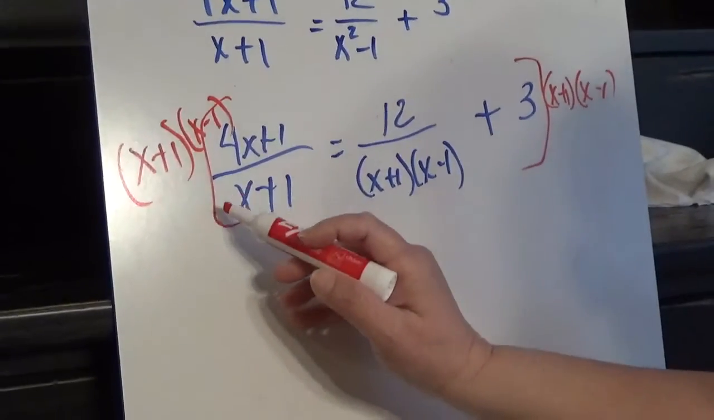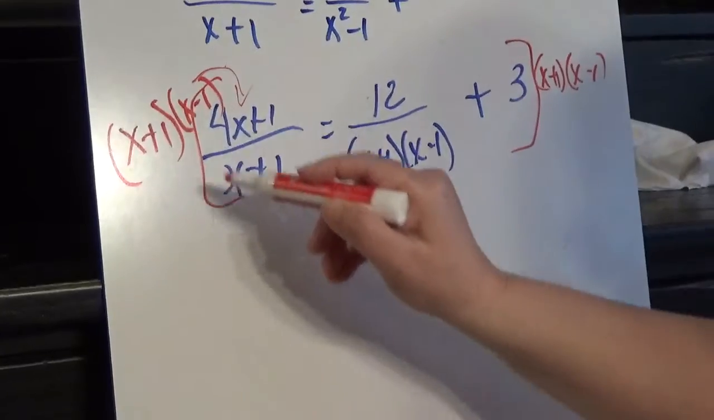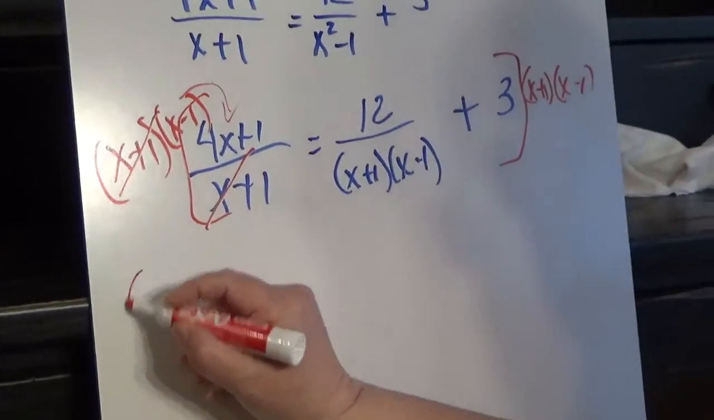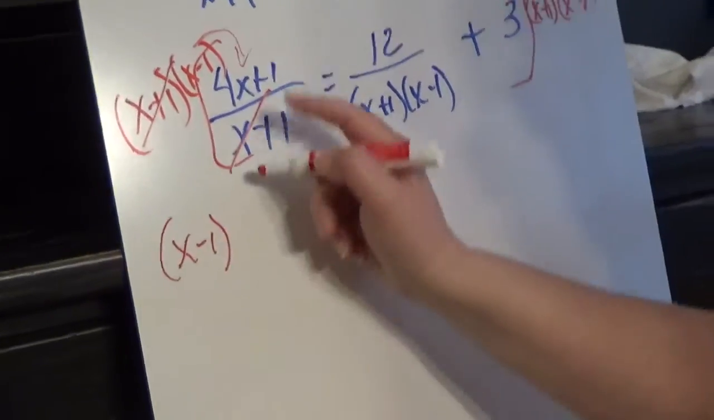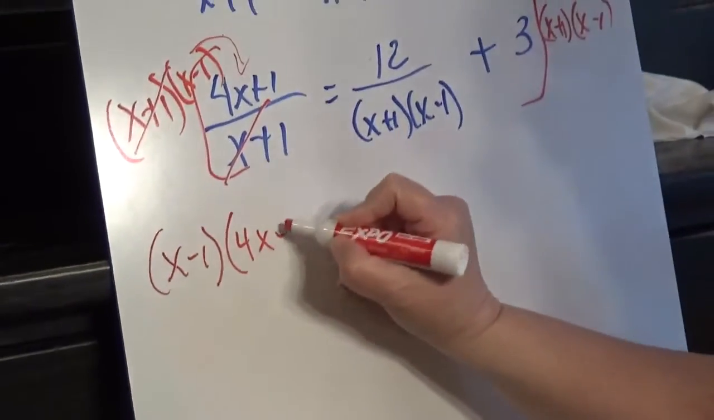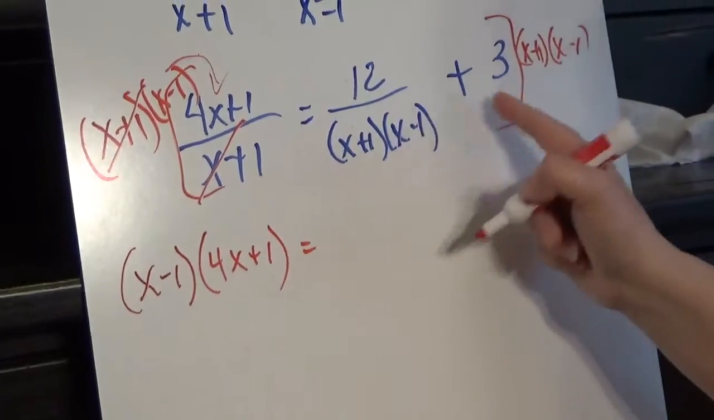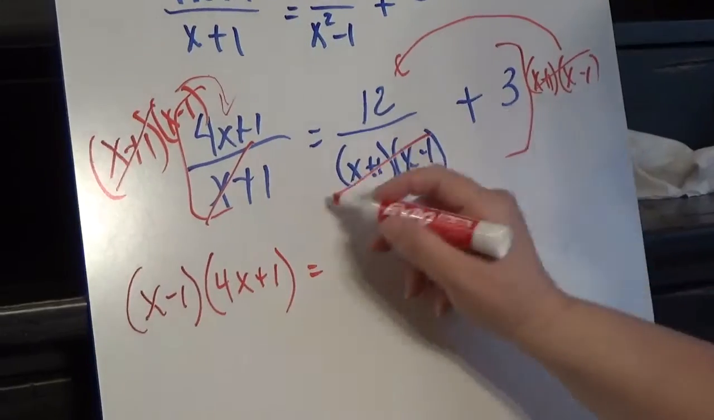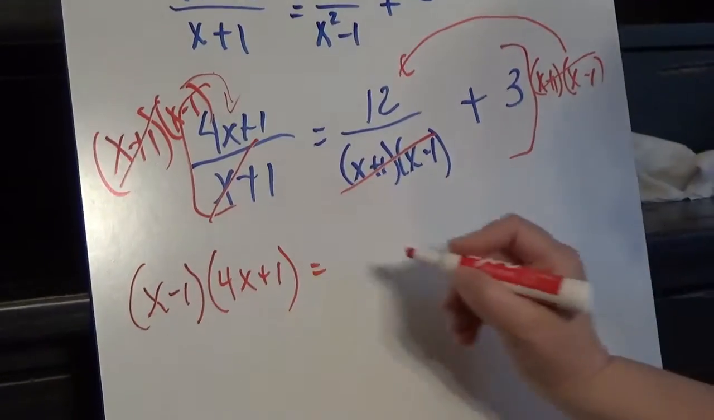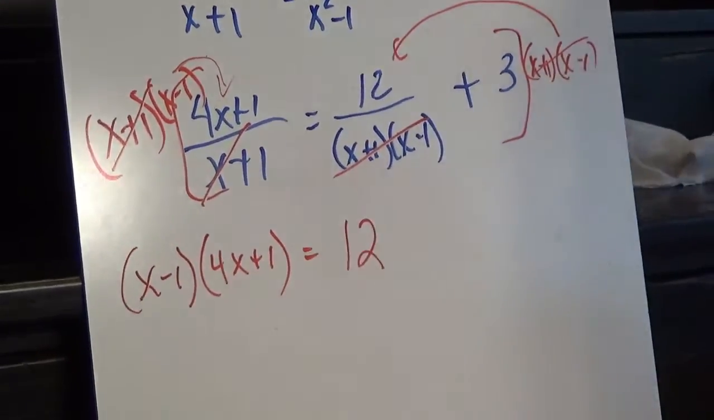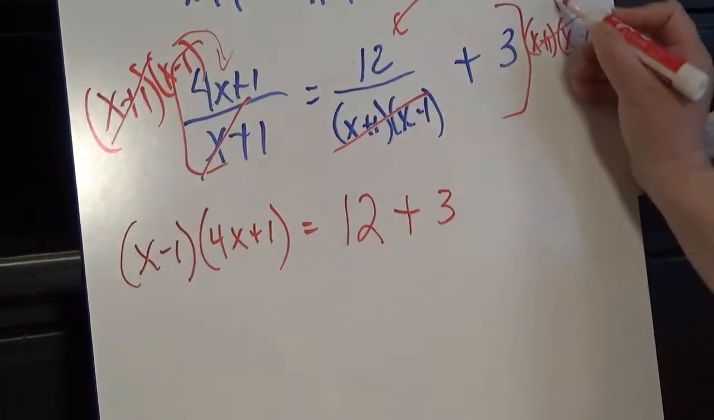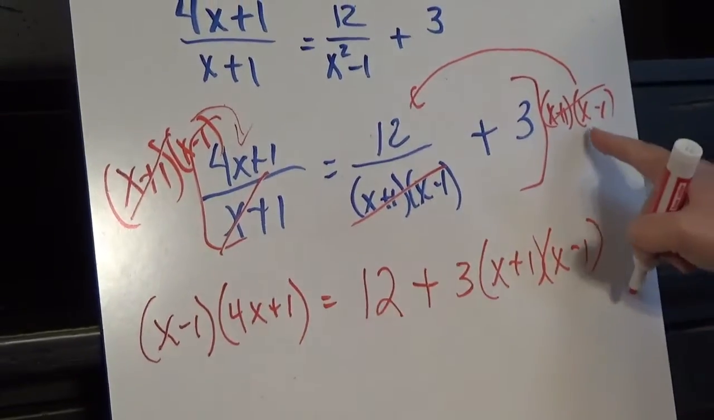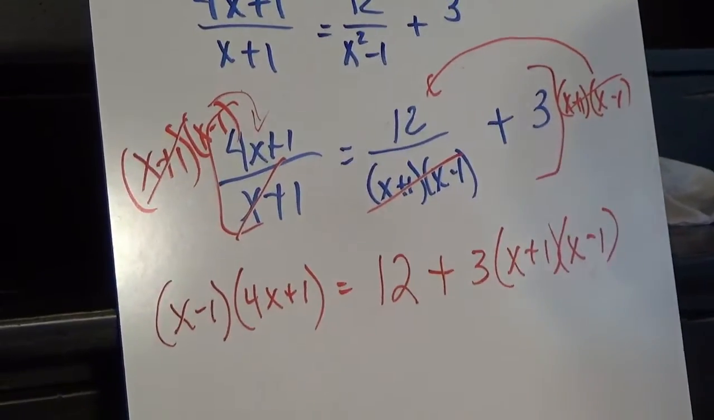So when I multiply on this side, the x plus 1 and the x plus 1 are going to cancel. So what I have left is x minus 1 times 4x plus 1. On the right side, when I multiply, the whole x plus 1 and x minus 1 cancel for the first term, so I'm left with 12 plus 3 times x plus 1 times x minus 1, because nothing canceled with the denominator on this side.